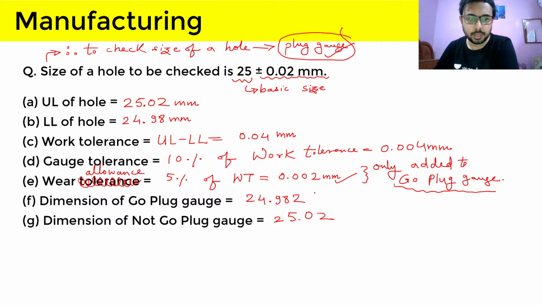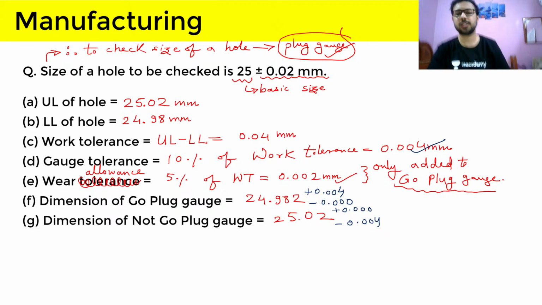Let me just change the color of the pen. So since the dimension of the go plug gauge will be minimum 24.98, therefore we will be taking that, and here gauge tolerance is 0.004, so just simply write it down like this. So this is the size of the go plug gauge and not go plug gauge. Upper size will be simply this, and for lower we will just subtract 0.004, or you can have the limits as this.